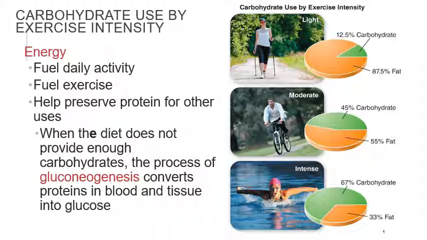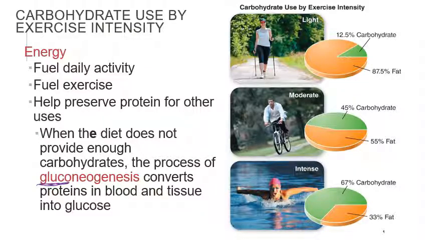When the diet does not provide enough carbohydrate, especially if you don't eat enough carbohydrate-based foods, the process of gluconeogenesis converts proteins in blood and tissue into glucose. What? That is such a long word. That's one of my favorite words. So let's cut it down.